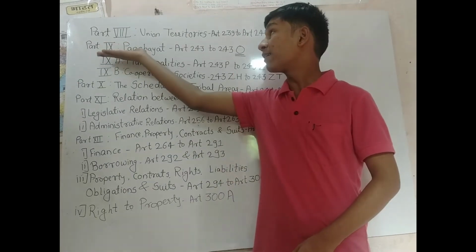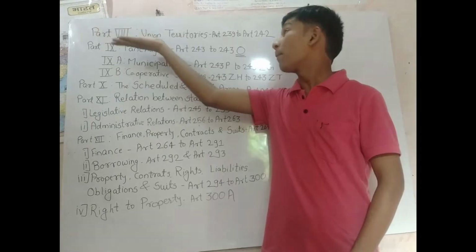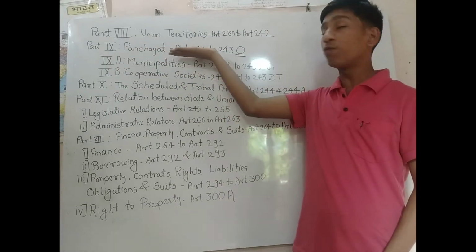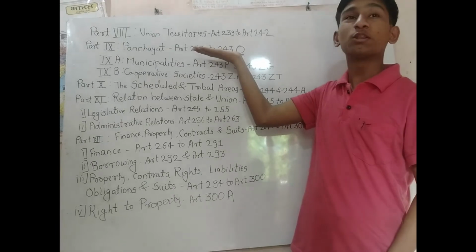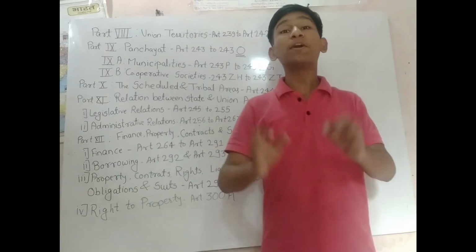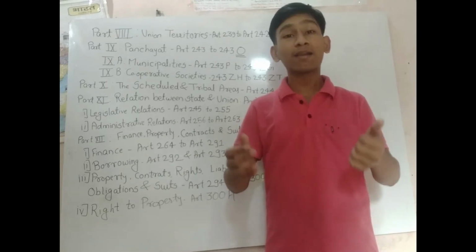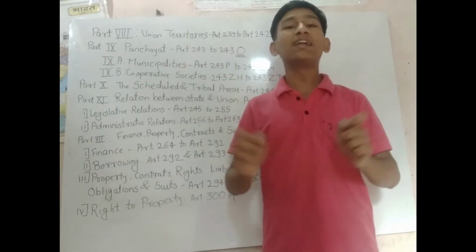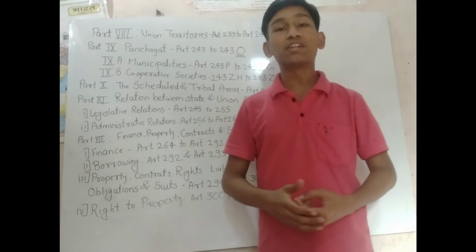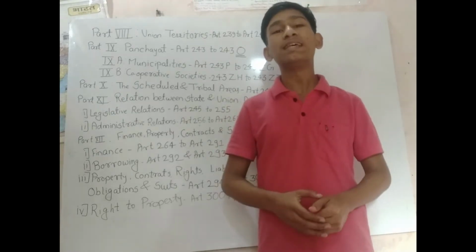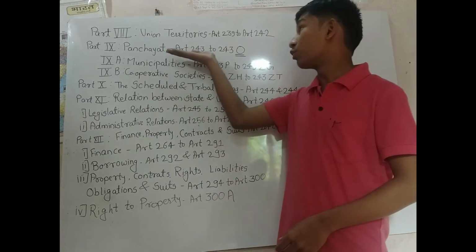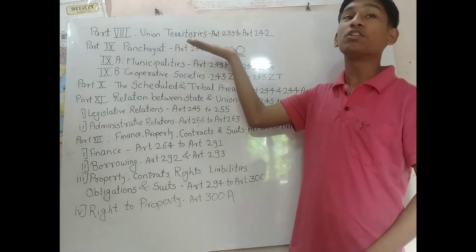Next is Part 9 of the Indian Constitution, Panchayat, lying from Article 243 to Article 243O. What a panchayat means, how all the functionaries in the panchayat are governed, and every single piece of information regarding its elections and its functionaries is given from Article 243 to Article 243O.